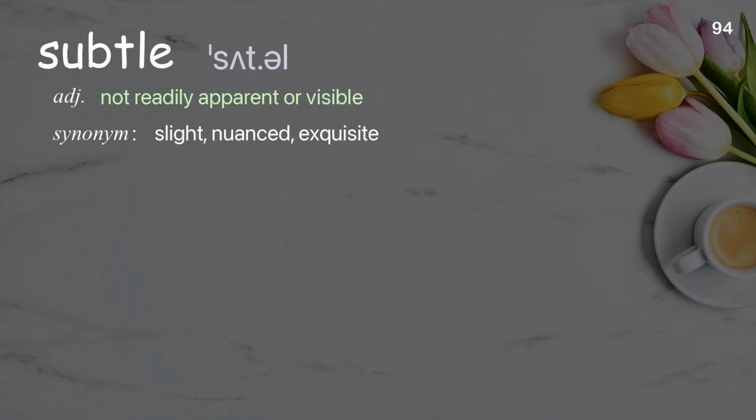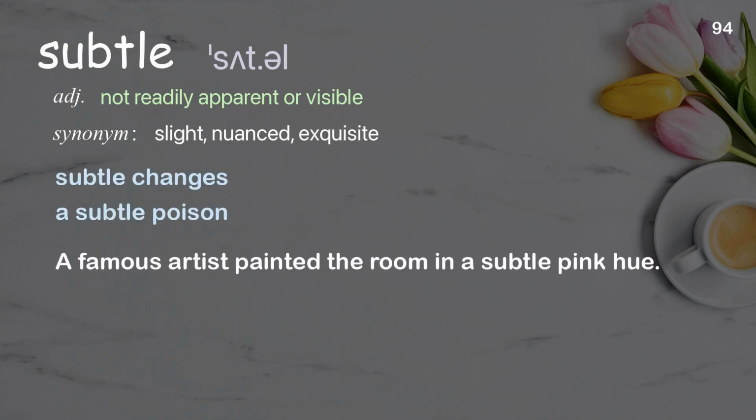Subtle. Not readily apparent or visible. Examples. Subtle changes. A subtle poison. The room was painted in a subtle pink hue.